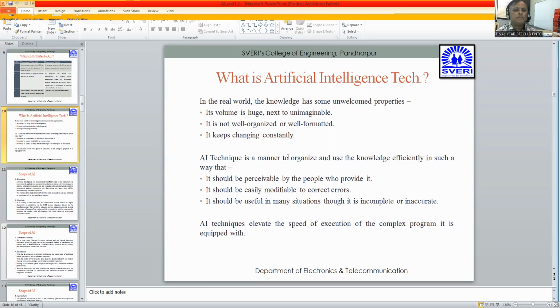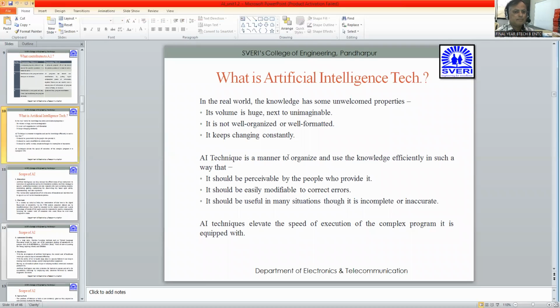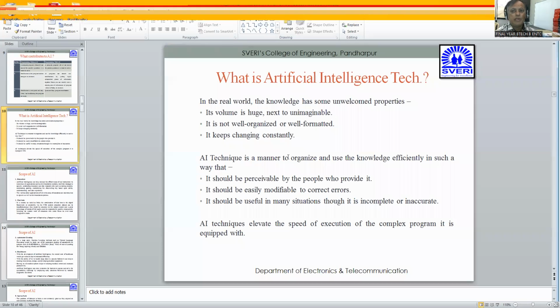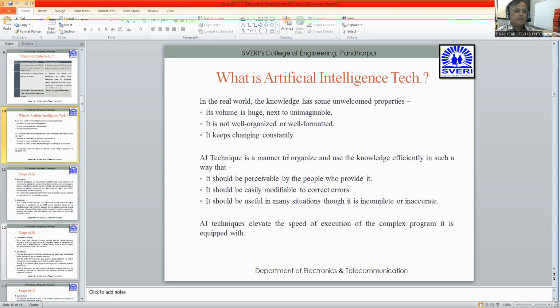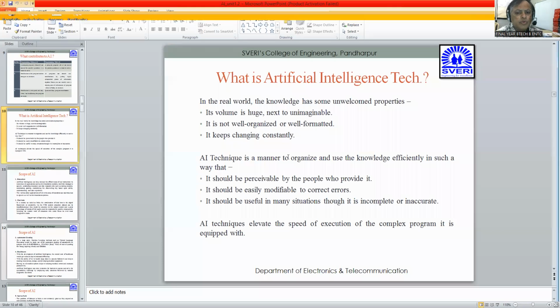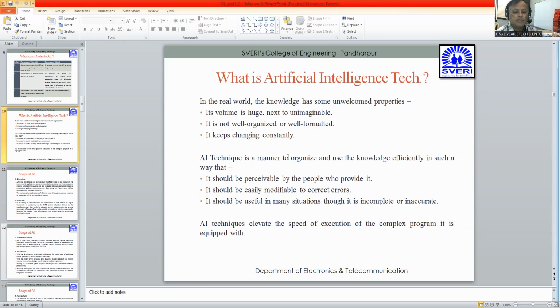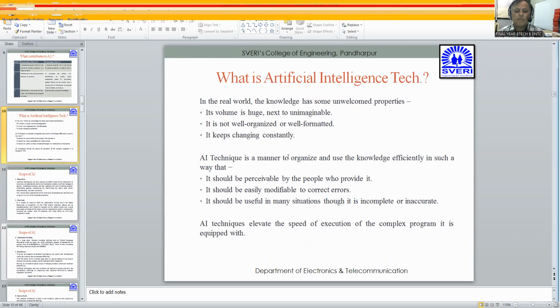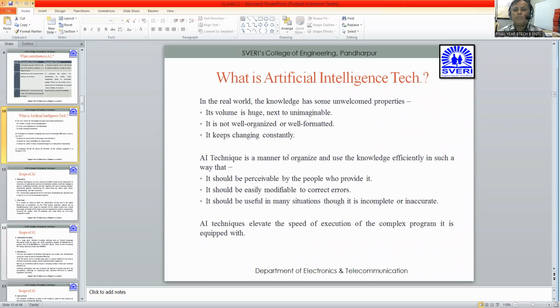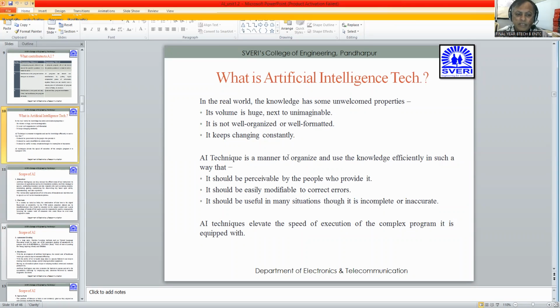So these are some of the unwelcome properties that we should understand about knowledge, because knowledge is going to be a part of artificial intelligence. An AI technique is a manner to organize and use the knowledge efficiently. The raw information that has been around is very huge, unimaginable, not organized, not well formatted, and constantly changing. So how to organize and understand all this can be done with the help of an AI technique, that is called an artificial intelligence technique.